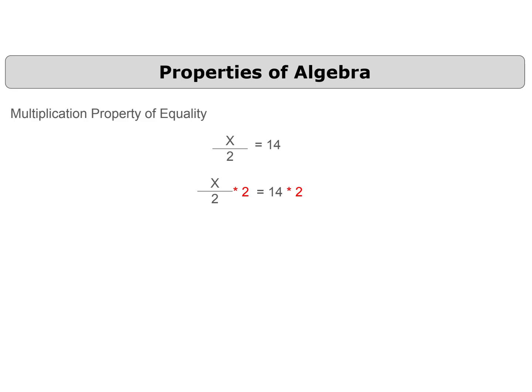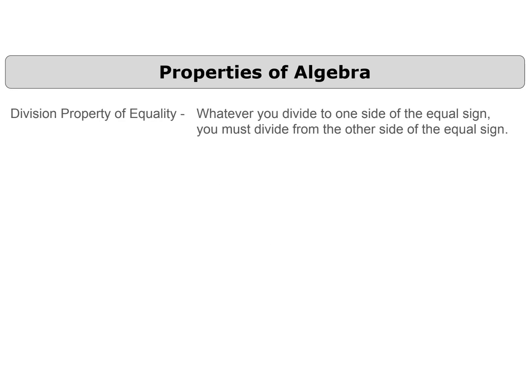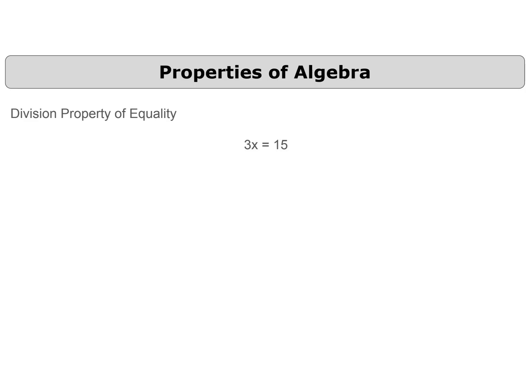Then we would have 2 divided by 2, which is 1. So we just have x on the left side and then 28 on the right side. So x is equal to 28. And lastly, we have the division property of equality. Whatever we divide from one side of the equal sign, we must divide from the other side of the equal sign. If we have 3x is equal to 15.